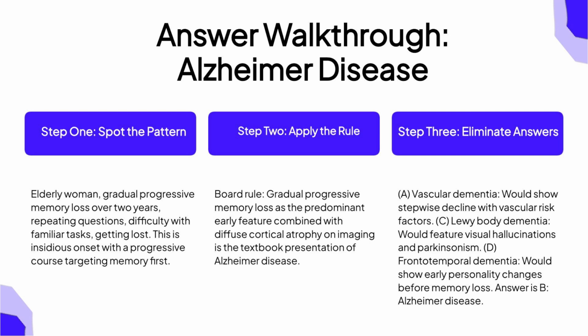Choice A, vascular dementia, would show a stepwise decline with focal deficits and vascular risk factors. Choice B, Alzheimer's disease, matches perfectly. Choice C, Lewy Body Dementia, would have visual hallucinations and Parkinsonism. Choice D, Frontotemporal dementia, would present with personality changes before memory loss. The answer is B, Alzheimer's disease.